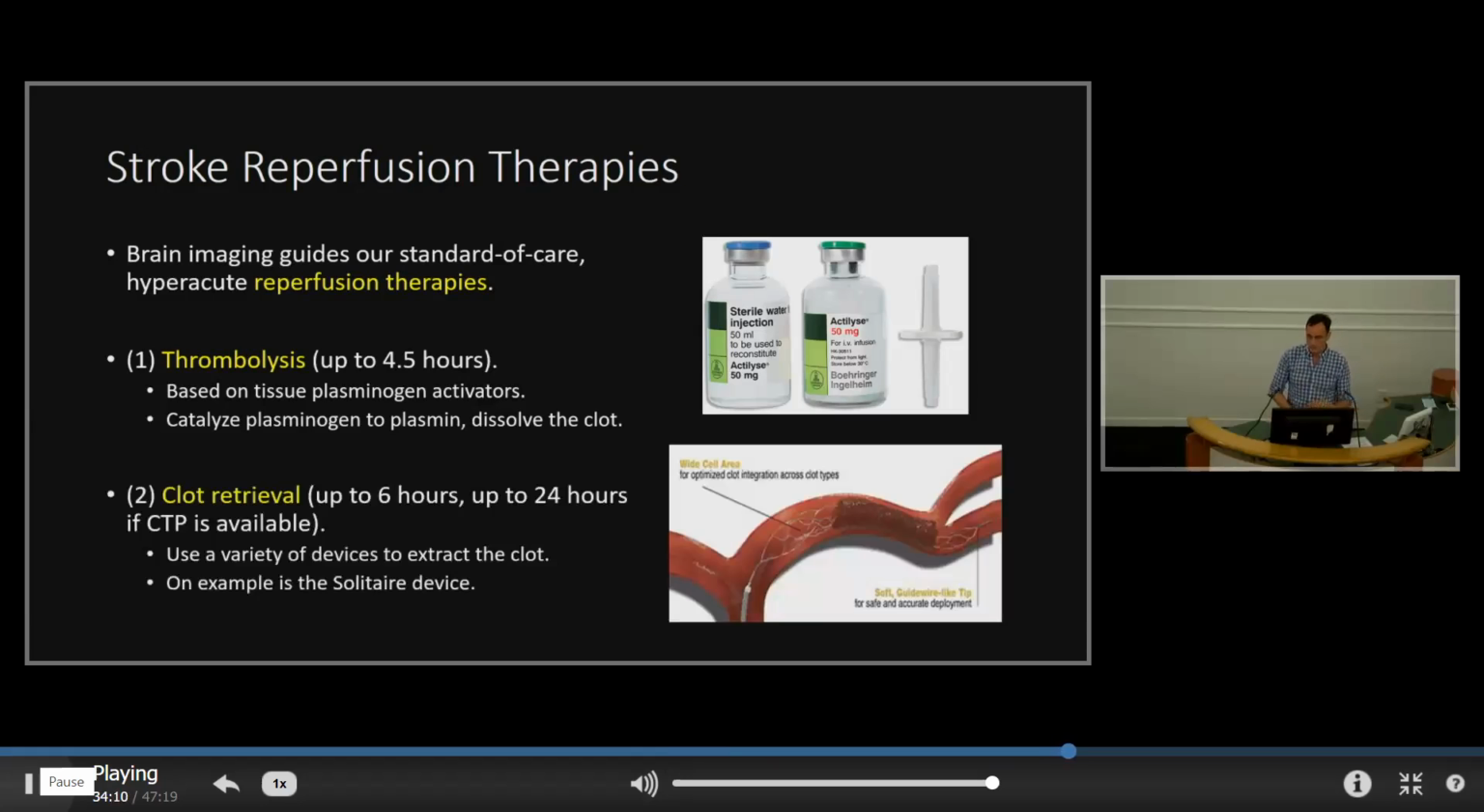Clot retrieval, which we can do up to 6 hours, up to 24 hours, as we do have CT perfusion available, uses a variety of devices to extract the clot, and all the interventionalists I've spoken to have tried several different devices, and they often have their favorites. I believe the Auckland specialists are still using the solitaire device. Essentially, you thread a little piece of metal mesh, all wrapped up, through the clot, and then you expand the mesh and push the clot apart and pull it out. Quite simple.